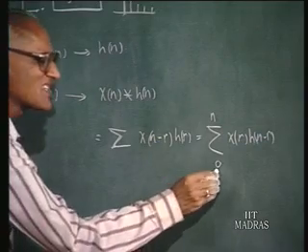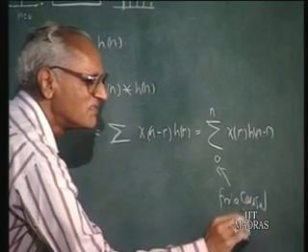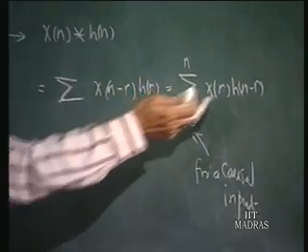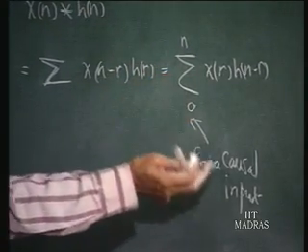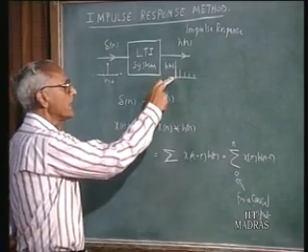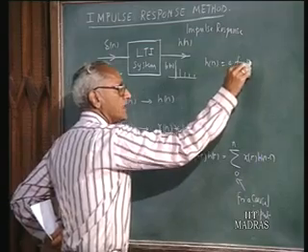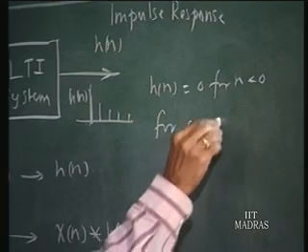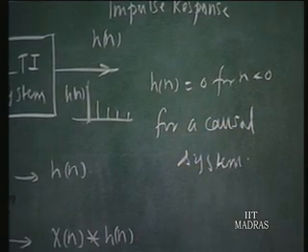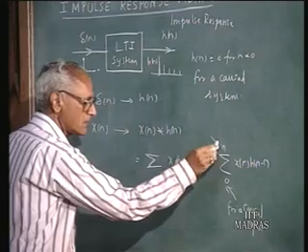We take this to 0 because, for a causal input x r, the input is 0 for negative values of the argument, so there is no point in having this summation extending for negative values of r. If the system is a causal system, the impulse is applied at n equals 0, and h n is 0 for negative values of time. Therefore, h n is 0 for n less than 0 for a causal system. Consequently, when r gets beyond n, h n minus r becomes 0 because the argument turns out to be negative. Therefore, we stop the summation at n for a causal system.